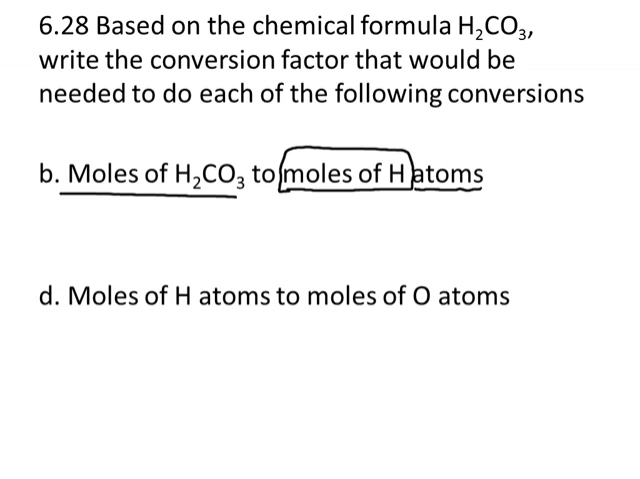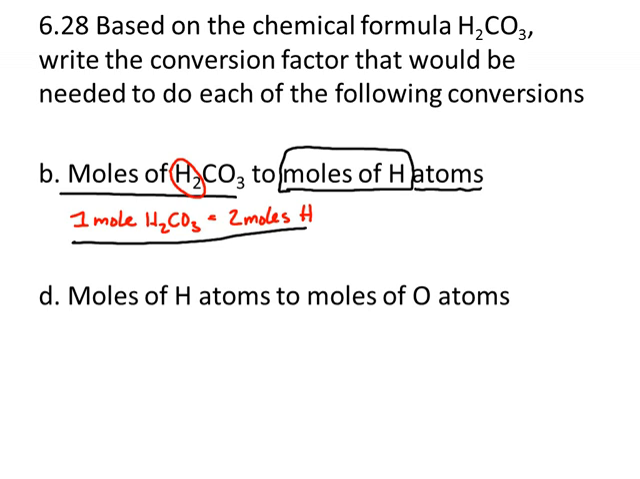And to do that, anytime we're asked about an element that's within a compound's formula, we go back to the formula and look at that element and see what its subscript is. And I see that H has a subscript of 2. So that tells me that for every 1 mole of H2CO3, I have 2 moles of H. So that would allow me to convert from, say, 5 moles of H2CO3, using this relationship, to moles of H.